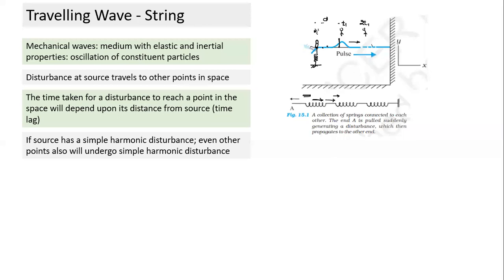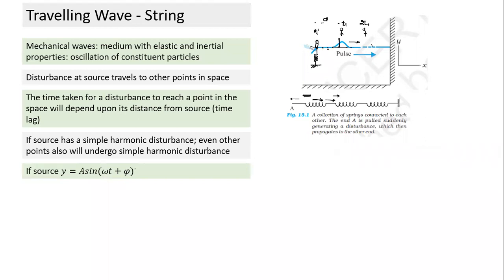This will have lesser time lag, greater time lag, even greater time lag. So different parts of the string all will copy the motion happening at the source with a time lag which is proportional to the distance from the source. If this motion is SHM, every particle on the string will undergo SHM motion. If the source motion is like this, an SHM equation, every particle also will have SHM motion.